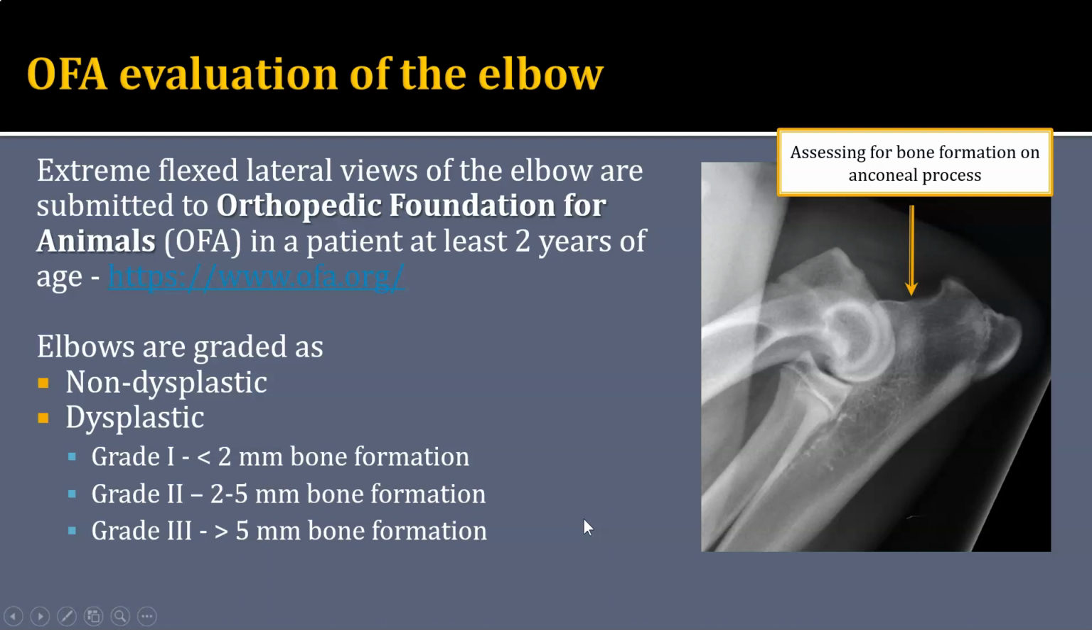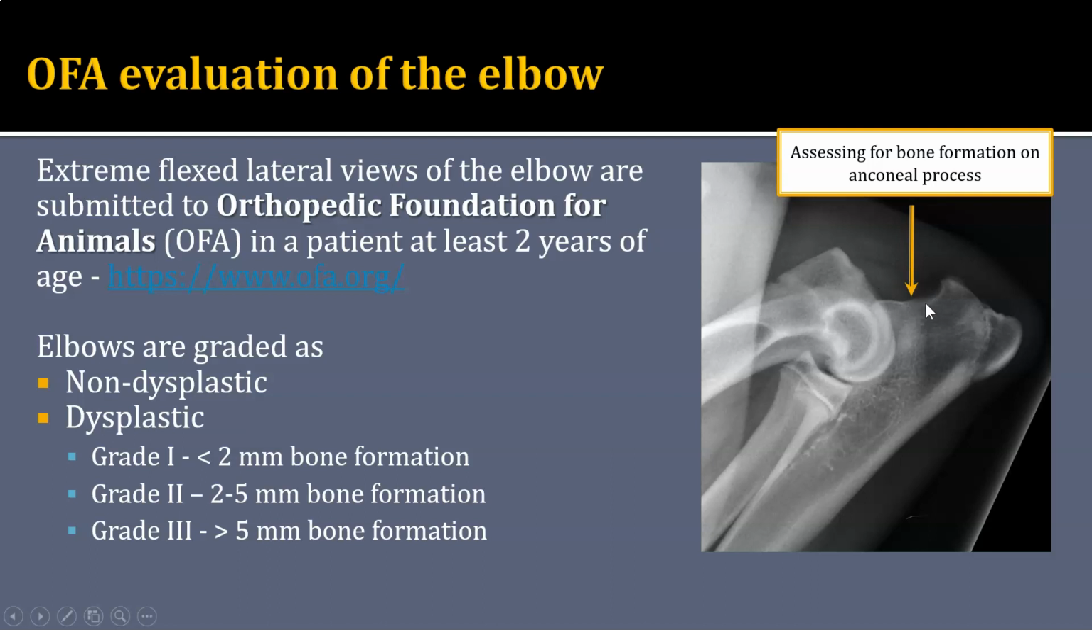For these patients, elbows are graded as either non-dysplastic or dysplastic, and then when they receive a dysplastic reading, they are graded from 1 through 3. And really the only thing that is being graded is this anconeal process and if there is new bone formation on the proximal aspect of it.